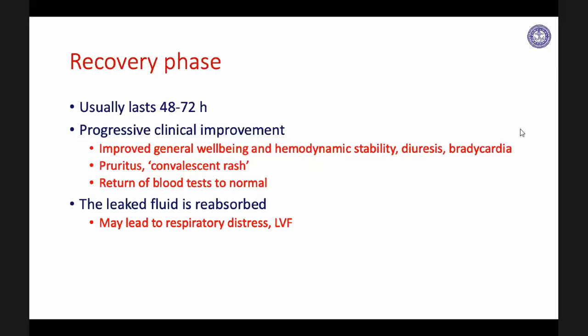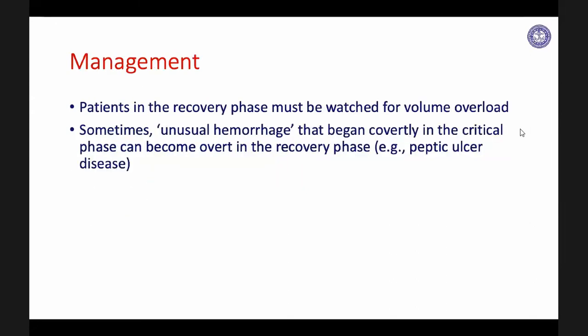And the blood tests, which were abnormal earlier, come back to normal. And the leaked fluid from the pleural space and all that is now reabsorbed back into the circulation. And if we have been giving too much fluid during the critical phase, the reabsorption can give rise to central volume overload also. So in the recovery phase, the management is basically to watch for volume overload. But sometimes unusual hemorrhage that began covertly in the critical phase can continue and become overt in the recovery phase. So be very careful. Bleeding doesn't stop with the critical phase.